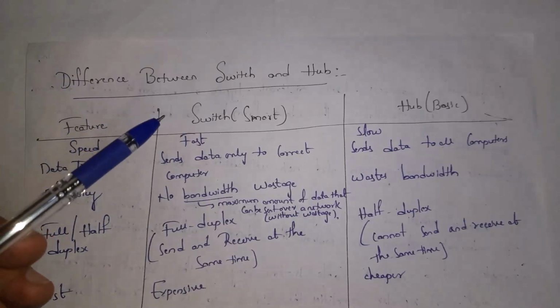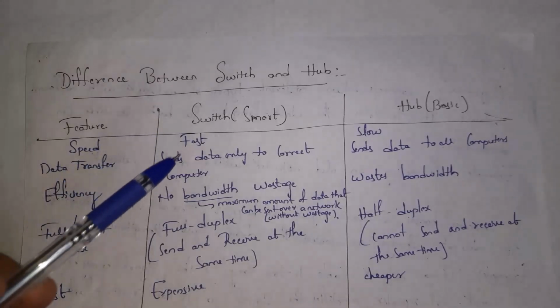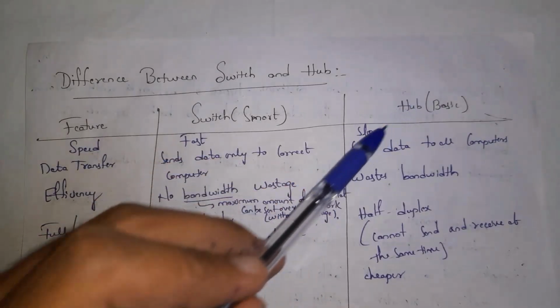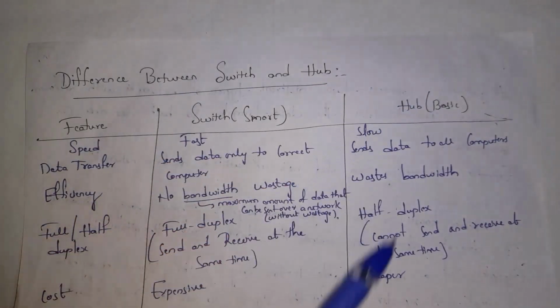The switch is fast because it will send data only to the particular computer which wants the data. Whereas the hub is slow because it will send data to all computers connected to it.